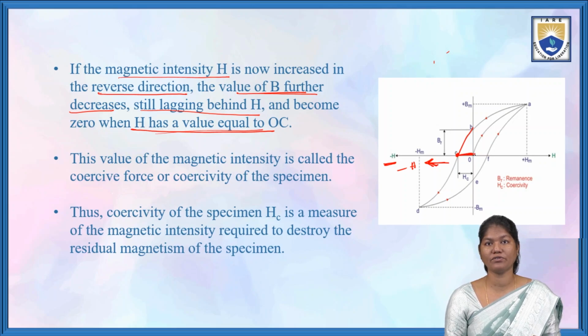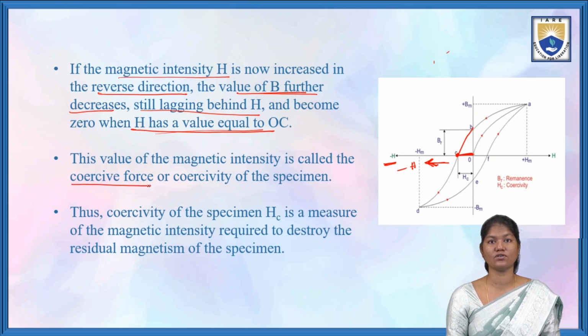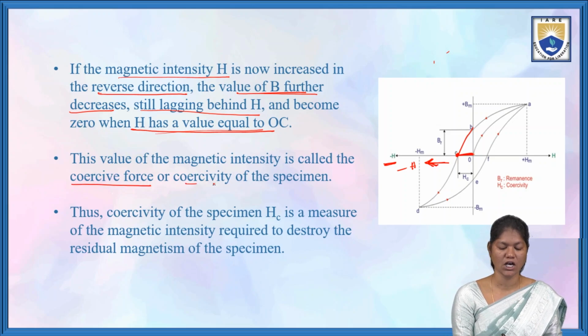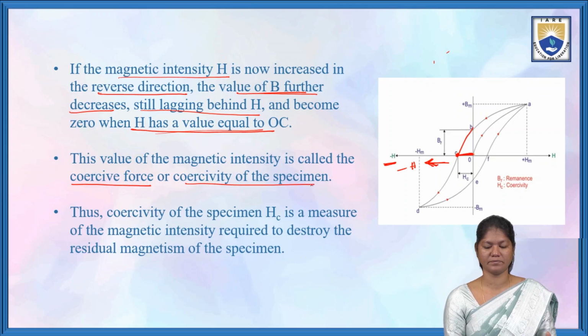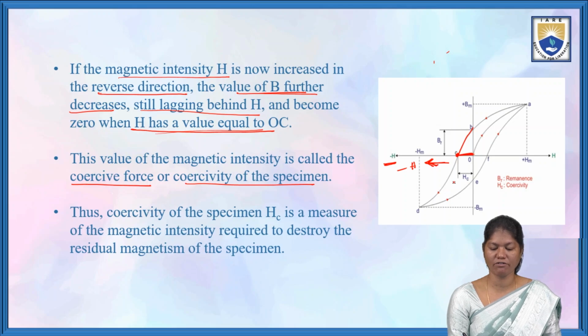This value of the magnetic intensity is called the coercive force or coercivity of the specimen, that is, HC.